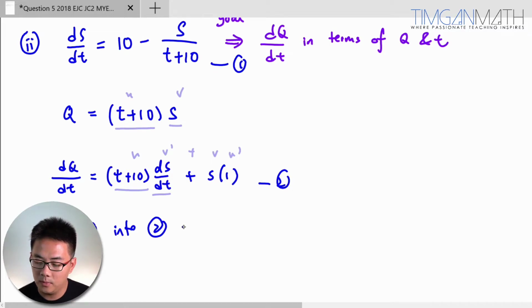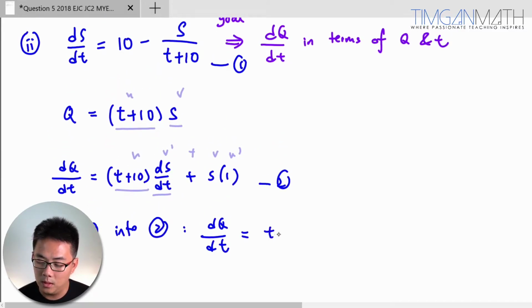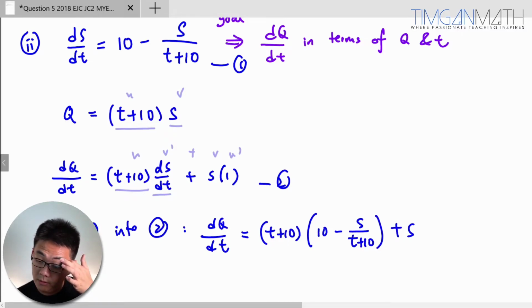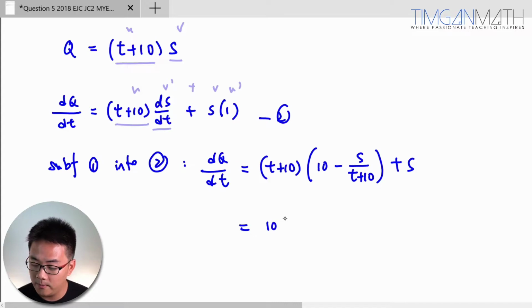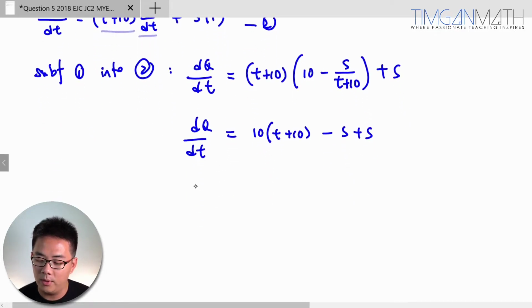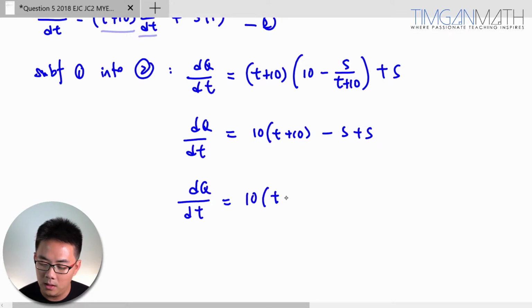So that's okay. This will be dq/dt equals (t plus 10) ds/dt, which is (10 minus s)/(t plus 10), times (t plus 10), plus s. Okay, so solve this. Oh, this is pretty cool. So this is 10 t plus t s plus s. So this is a separable form. That's the reason why we know we can solve this. So this is a separable form, right? So 10 t plus 10.